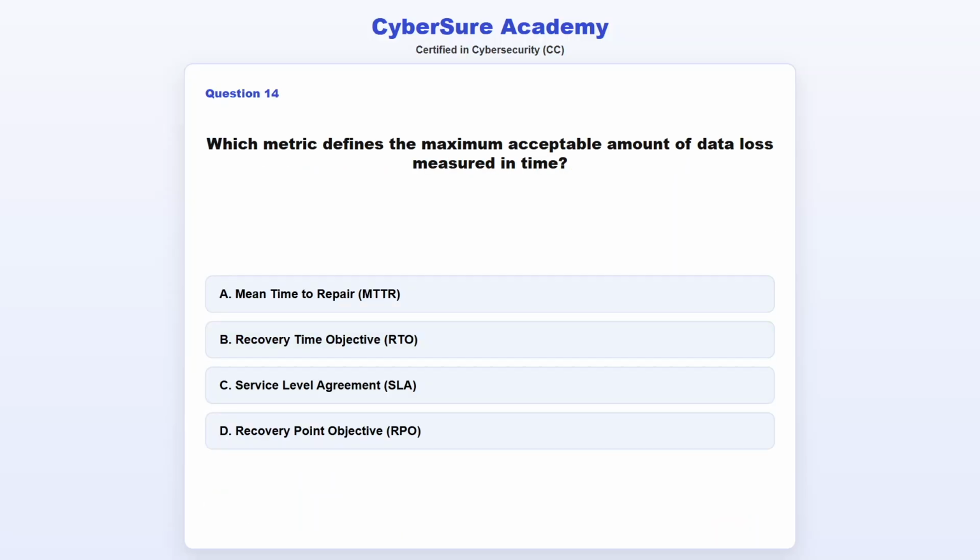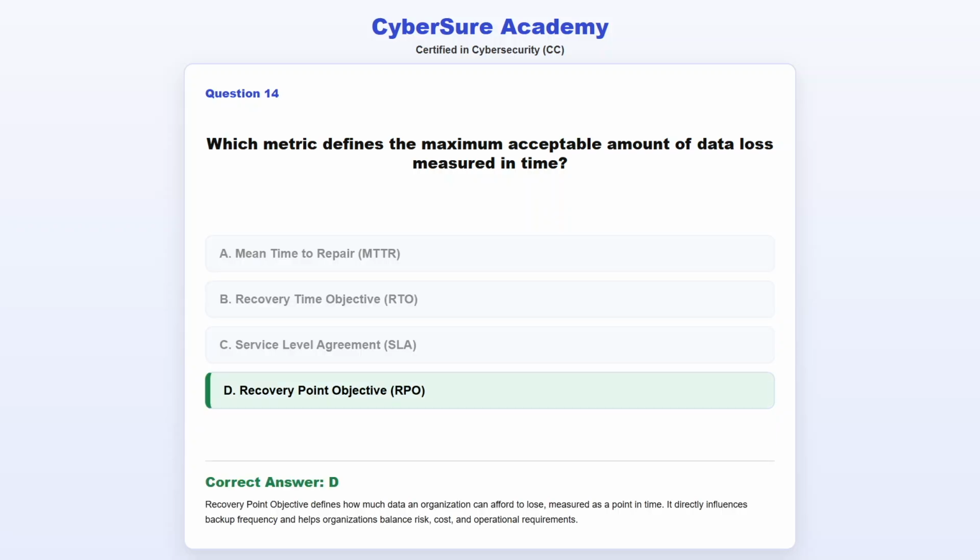Question 14. Which metric defines the maximum acceptable amount of data loss measured in time? A. Mean time to repair, MTTR. B. Recovery time objective, RTO. C. Service level agreement, SLA. D. Recovery point objective. The correct answer to question 14 is D.